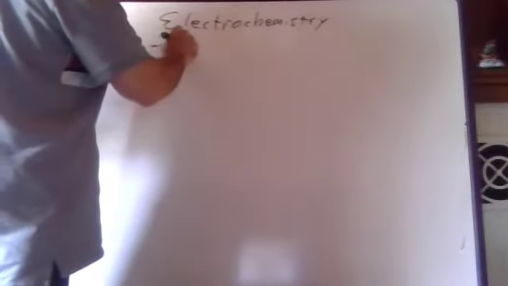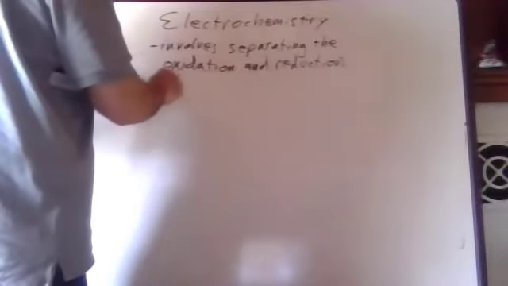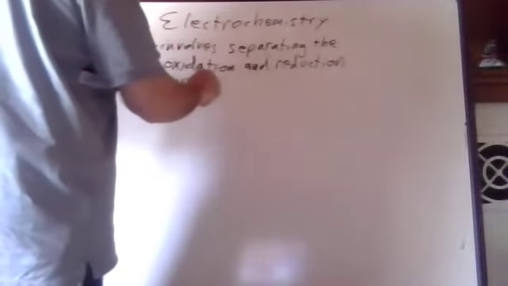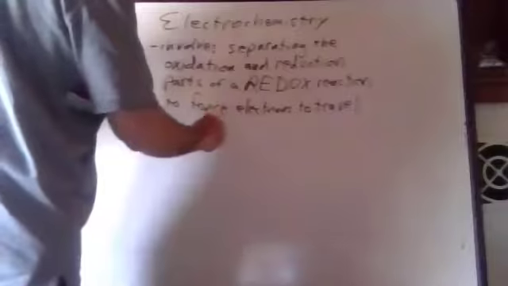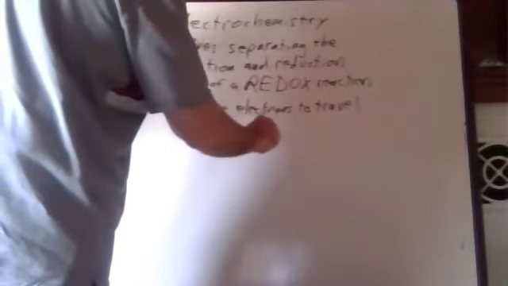Electrochemistry involves oxidation and reduction parts of a redox reaction connected by a wire.